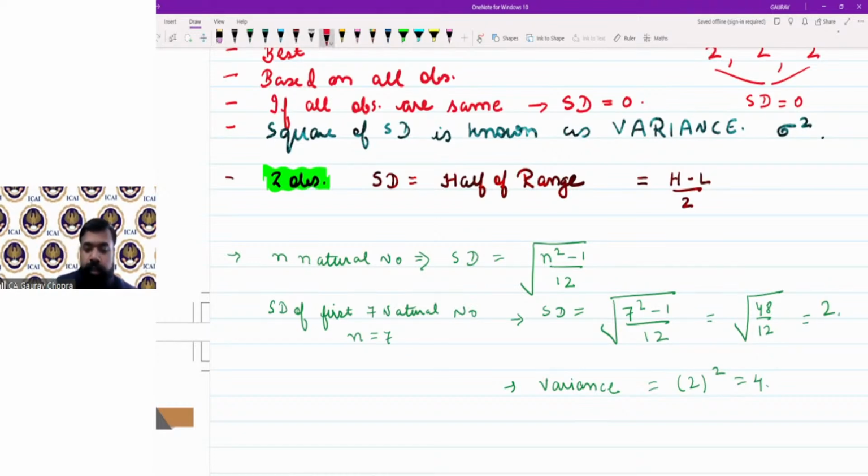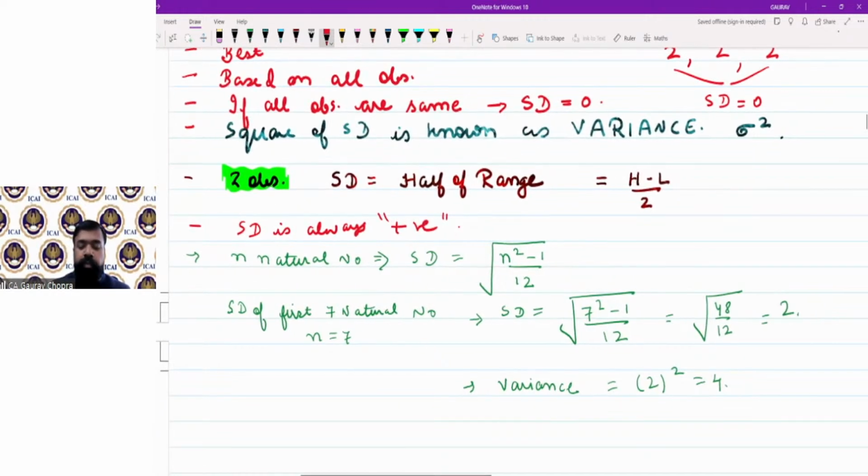So let us understand one more point. Standard deviation is always positive. And not only standard deviation, all the measures of dispersion are always positive. Whether it is range, quartile deviation, mean deviation, or standard deviation, any kind of measure of dispersion will always be positive. Okay. So any doubt till here, let me know. Otherwise, we can proceed with the other formulas.